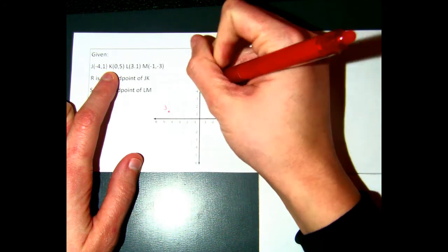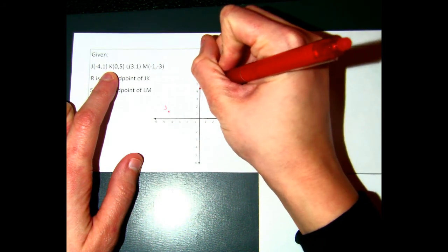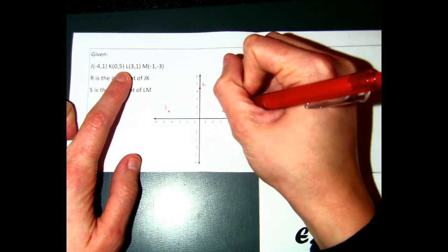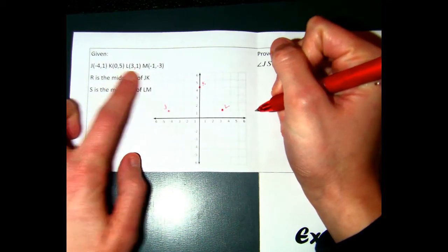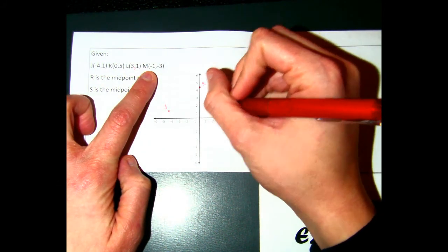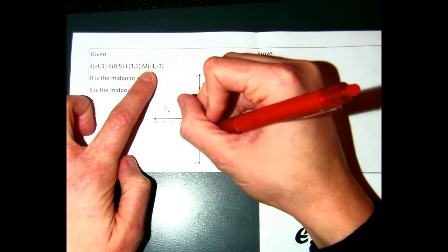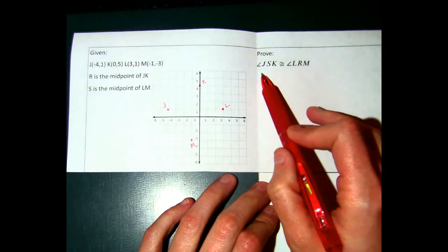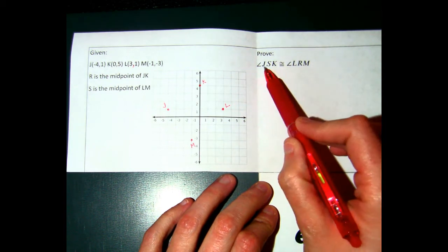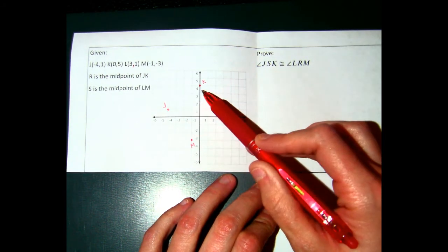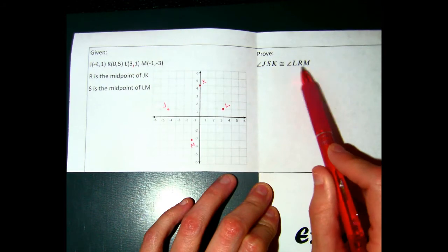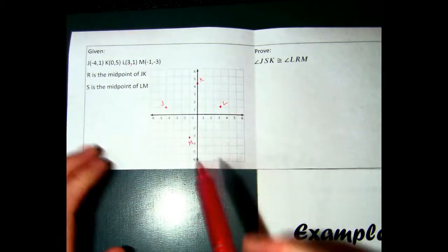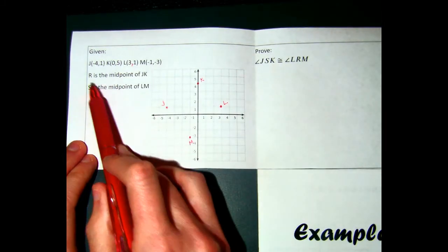K is 0, 5. L is 3, 1. M is -1, -3. Okay, like I said, I'm not going to connect anything yet. I could actually look right here and see what's going on. I'm going to have the JSK. I don't have S yet. And LRM, and I have L and M, but I don't have an R yet. Alright, so I actually need to find the point R and the point S.